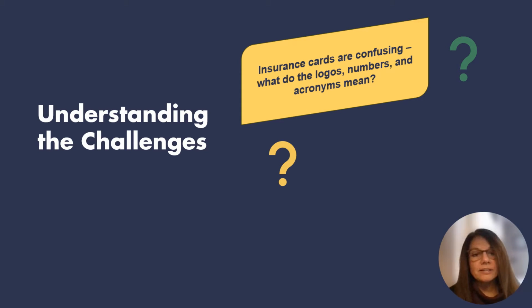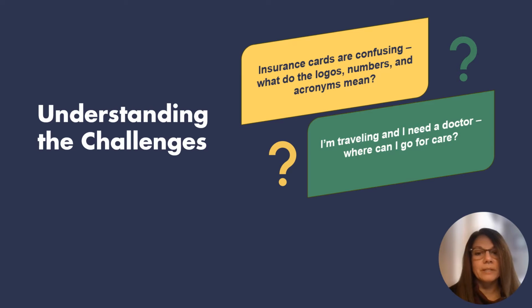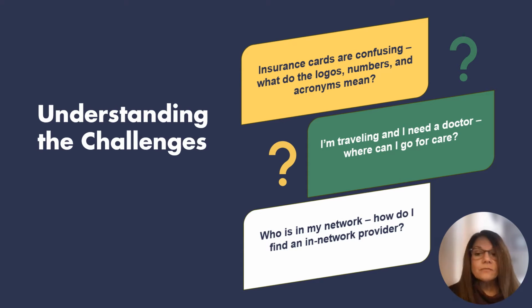So trying to educate your membership about what's on the ID card and what information that tells them will help them to get the most out of their benefit plan. You want to make sure that your members know when they're traveling and they need a doctor, where do they go for care? Do they just go anywhere, or do they have access to an out-of-network benefit where you might have a network solution in place that can save them additional funds than if they went out of network just to any physician? And for most day-to-day purposes, who is in network and how do I find a provider?